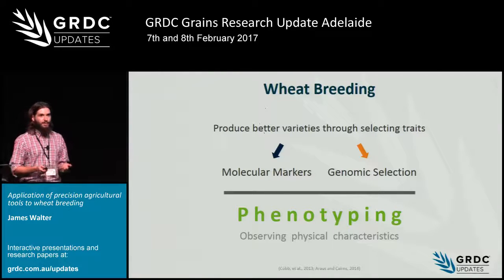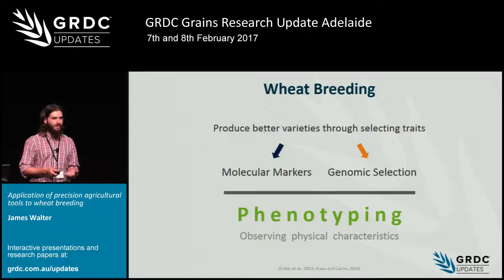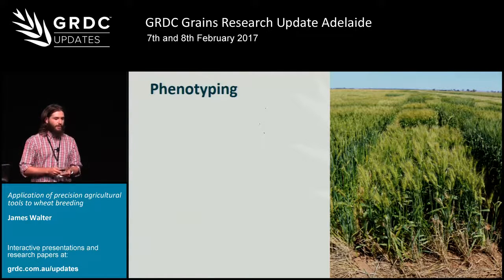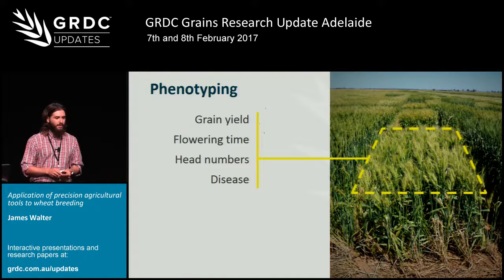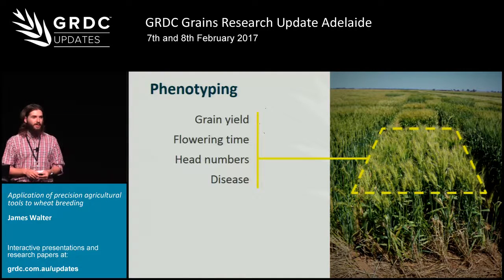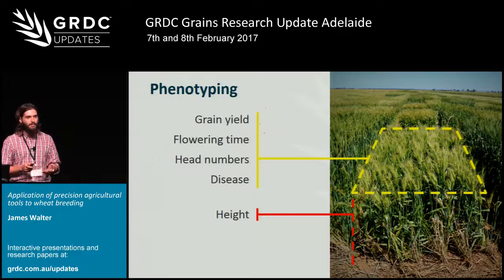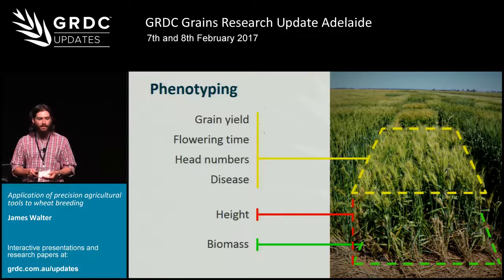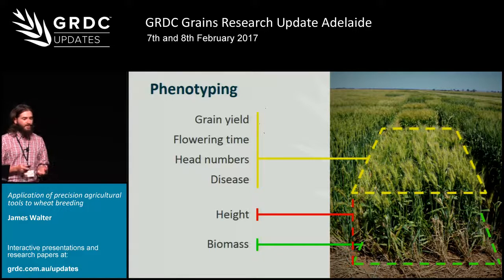That's going out and observing the physical characteristics of the wheat growing in the field. So if we look at a plot of wheat in terms of the wheat breeding program, what do we actually want to look at with it? Well, we might want to look at things like grain yield or flowering time, head numbers, disease. We might want to look at the height, or we might want to know how much biomass is in the plot. Each of these things by themselves isn't too hard to measure.